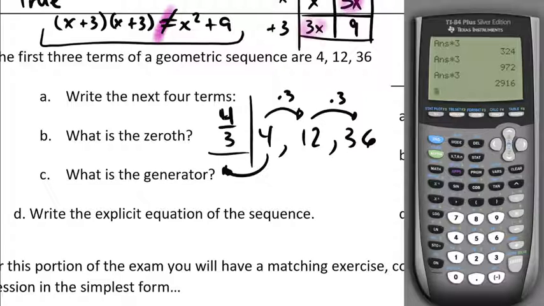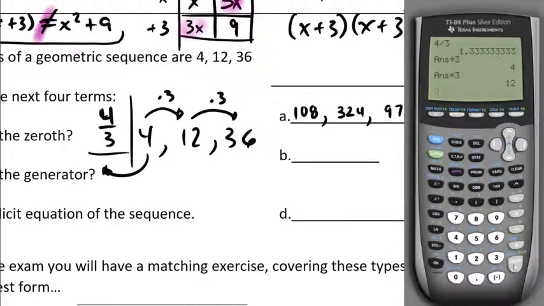And you can see on my calculator, if I enter 4 divided by 3, there's the 0th term, and then I just say times 3. There's my first term. There's my second term. So it's exactly 4/3. So we'll write down my 0th term is 4/3.